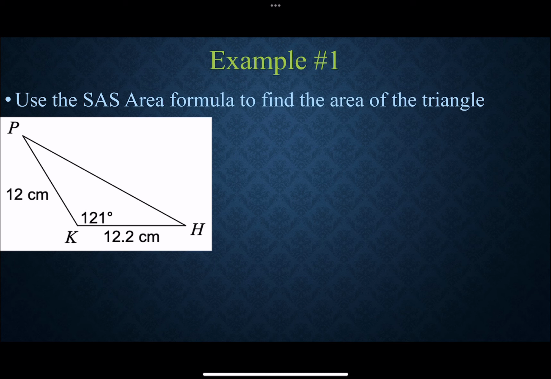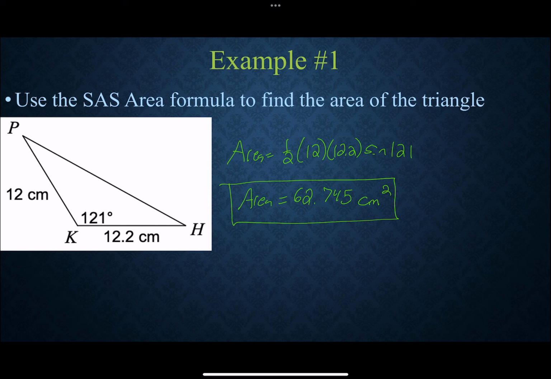So if we have this scenario right here, well, we can see that the two sides are the 12 and the 12.2, and that the angle is the 121 that's in between them. So our area would just be half 12 times 12.2 times sine of 121. So we just put that into our calculator, making sure we are in our degrees mode, and rounding to our usual thousandths place, we get 62.745. The units are centimeters, and because it's an area, it's centimeters squared.